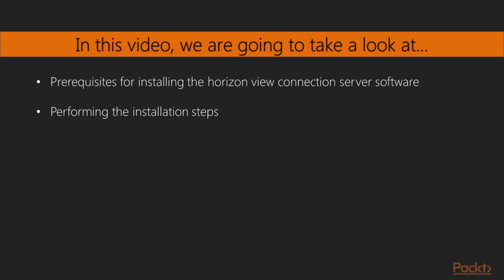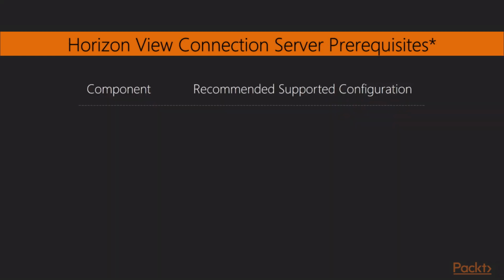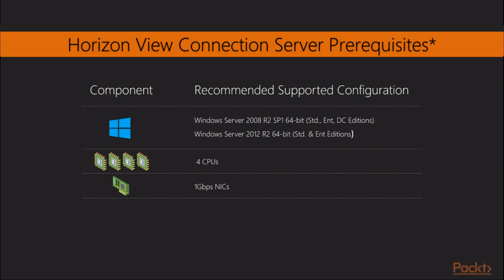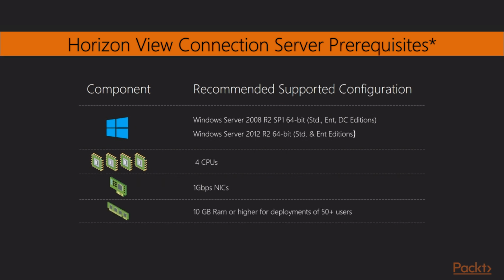In this video, before we get started with the installation, there are just a couple of prerequisites that we need to make sure you have in place around the configuration of the connection server that we're going to look at now. Then we will actually perform the installation. The connection server needs to be built with the following. It needs to be running either a Windows Server 2008 or Windows Server 2012 operating system, requires 4 virtual CPUs, a minimum of a 1 gig network card, 10 gigabytes of memory if you're going to host more than 50 users, and a minimum of 60 gigabytes of disk space for the installation files to be stored.